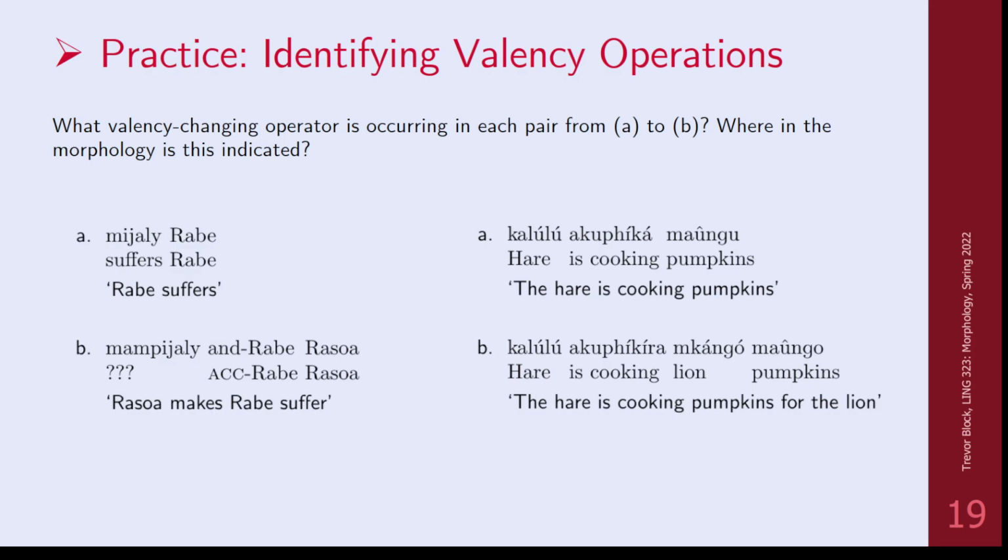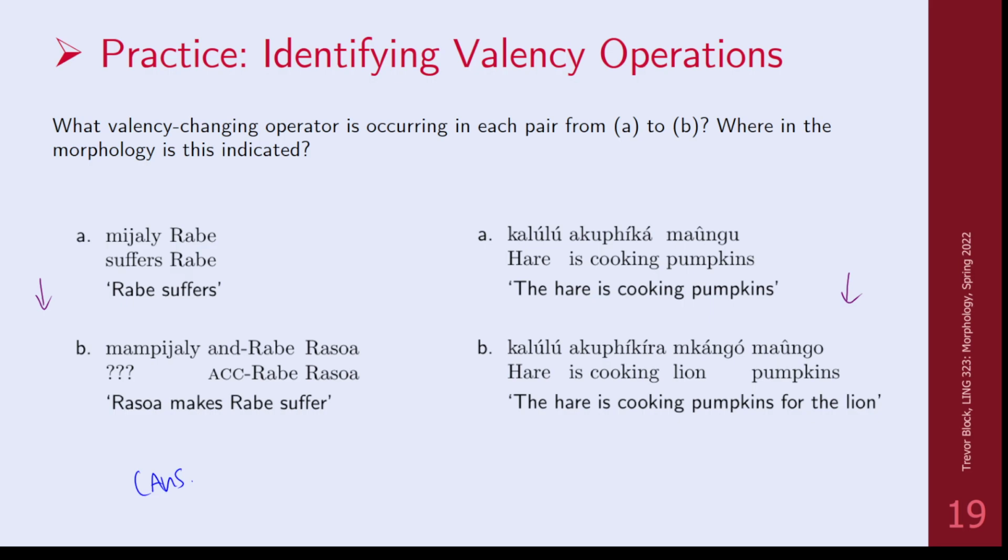So here's some practice. Identify what argument or what operation is happening from A to B, and just show what's happening by highlighting any morphemes that have a causative, applicative, or passive marker, and show what's happening in regular English. Okay, so I'll just talk about this. The first one on the left is a causative. So Rabe suffers to Rozoa makes Rabe suffer.